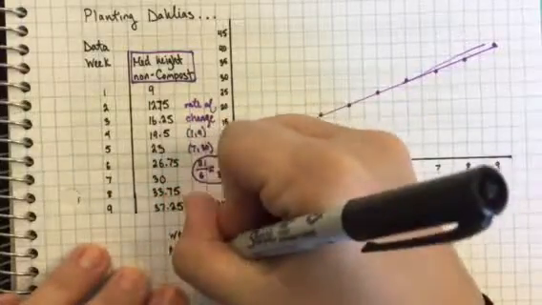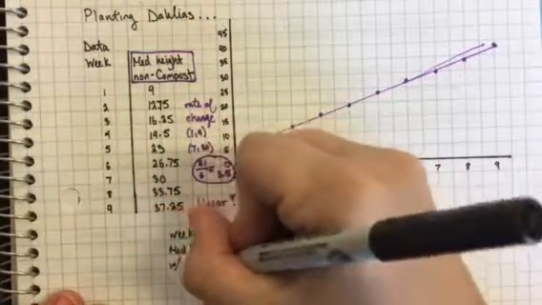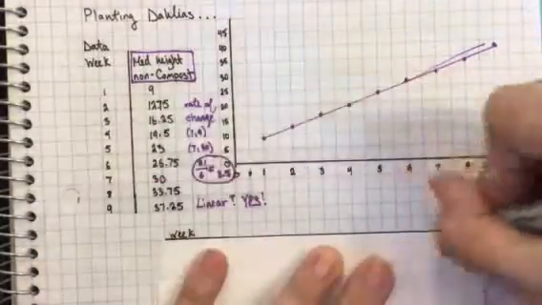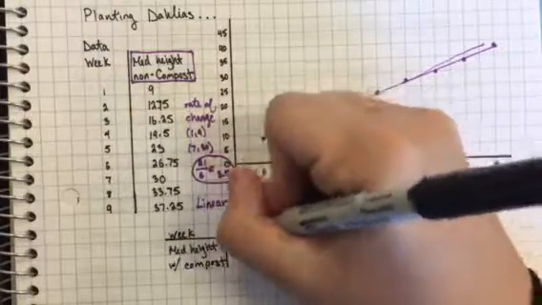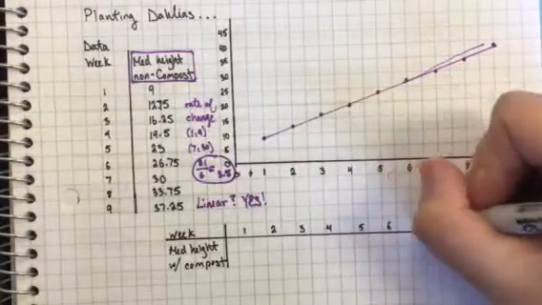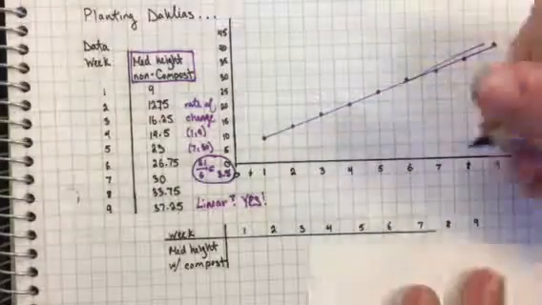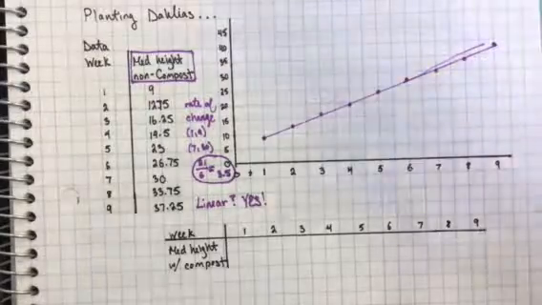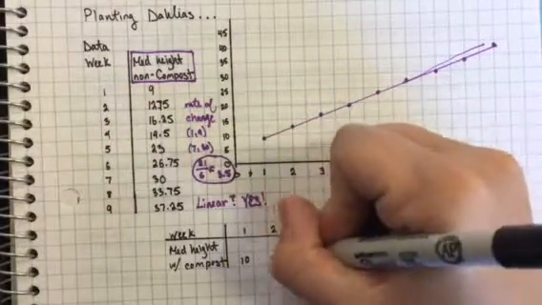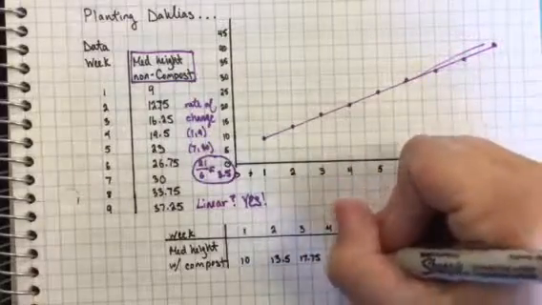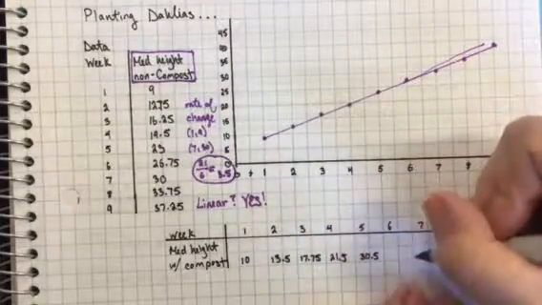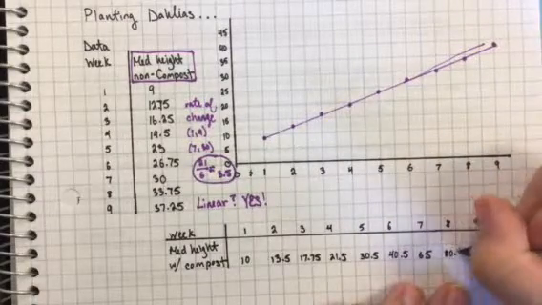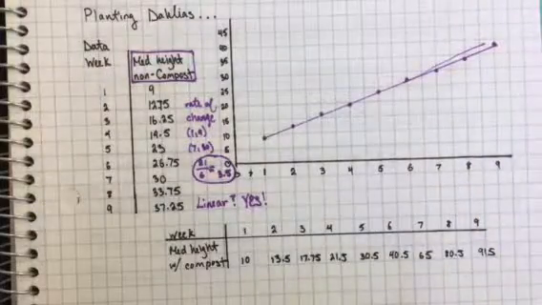Now we're going to think about the data if I did, in fact, use the compost or the fertilizer. So I'm going to do a second data table underneath, again showing weeks 1 through 9. And then including the median height. Starting with 1, I have 10, 13.5, 17.75, 21.5, 30.5, 40.5, 65, 80.5, and 91.5.